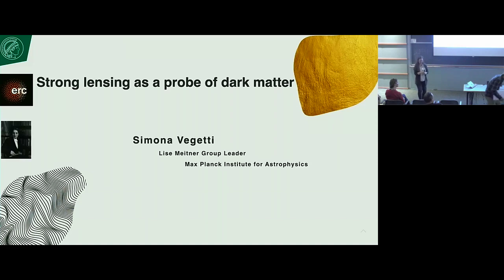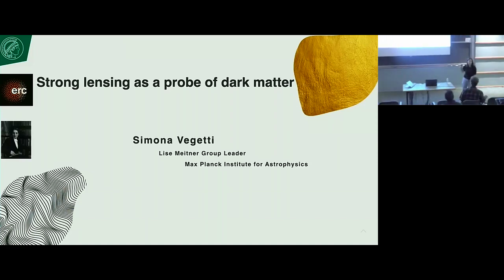Before I start, just want to say, for those of you who don't know, Lise Meitner is actually the person who discovered nuclear fission. For a series of concomitant reasons, she was never given the Nobel Prize. She used to work at what used to be the Max Planck Society during the war. And so I think it's great that the Max Planck Society is now acknowledging her contribution to science.